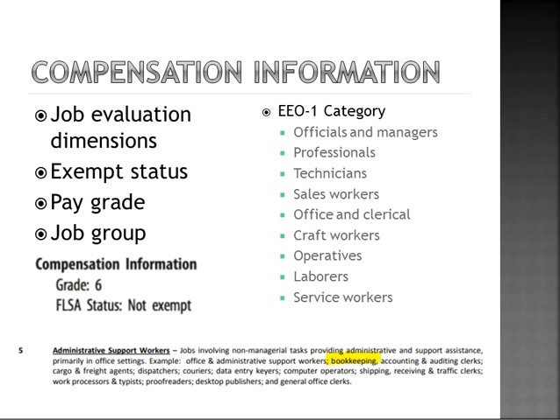So here we look at the EEO1 categories. We have officials and managers, professionals, technicians. Here we have it under administrative support workers. I was able to locate the bookkeeper. So we have jobs involving non-managerial tasks, providing administrative and support assistance, primarily in office settings. An example: office and administrative support workers, bookkeeping, accounting, auditing, clerks, and so forth. So in this very detailed job description, what we've seen so far is a great deal of information that should remove much doubt as to what they're being asked to do.